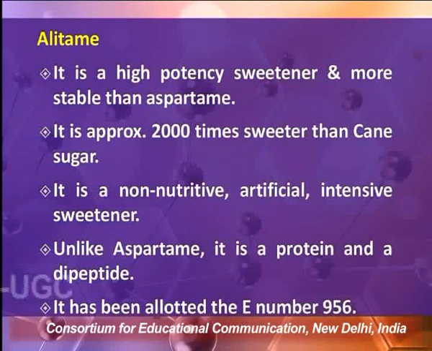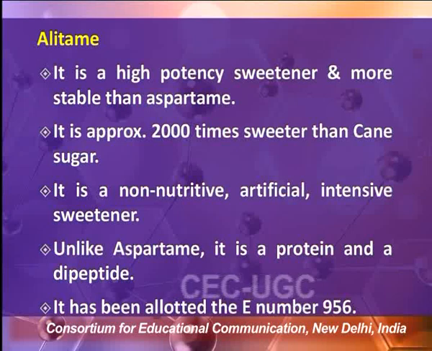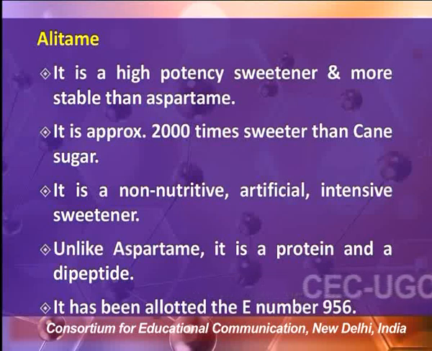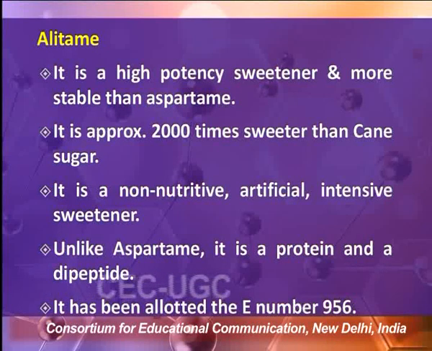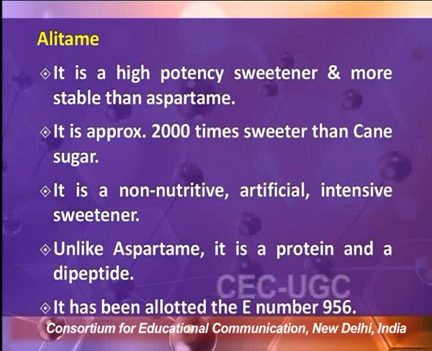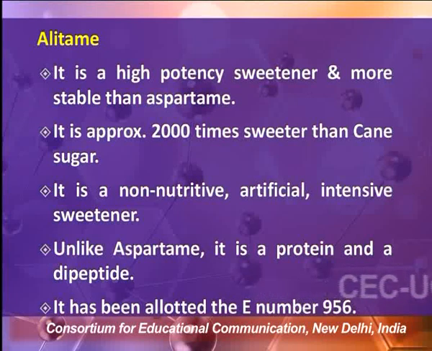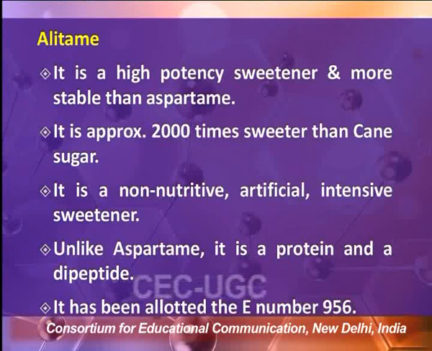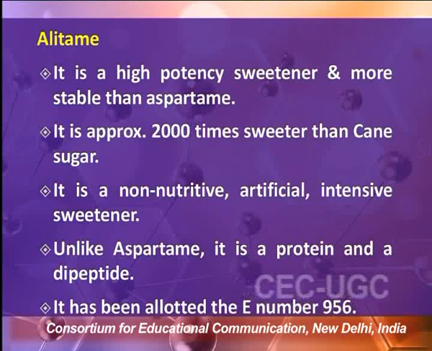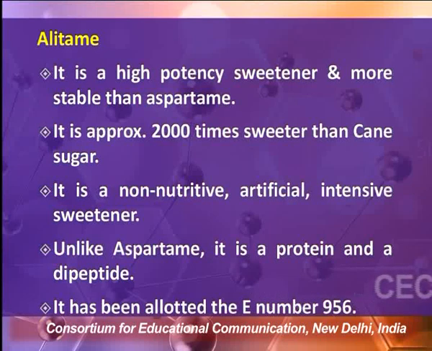Then we have another artificial sweetener known as alitame. It is a high potency sweetener and more stable than aspartame. It is approximately 2000 times sweeter than cane sugar. It is a non-nutritive, artificial, intensive sweetener, and like aspartame, it is a dipeptide. It has been allotted the E number 956.